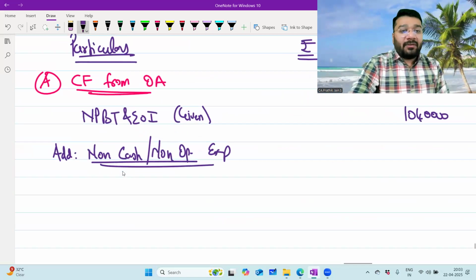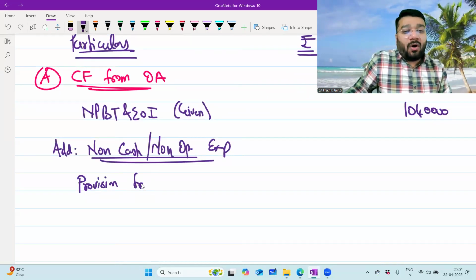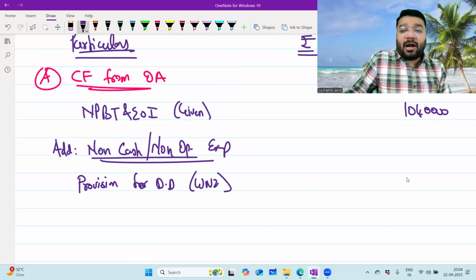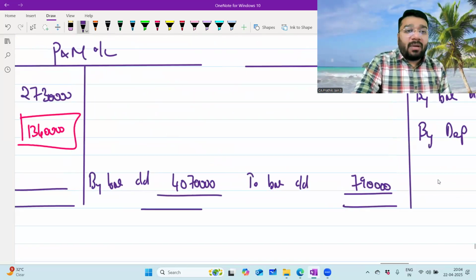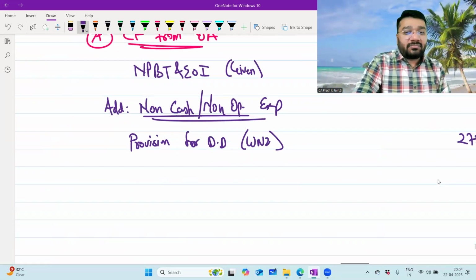So come back here, people. Provision for doubtful debts, working note number 2. Add back how much? 2,70,000. In working note number 1, we had depreciation, how much? 1,80,000.